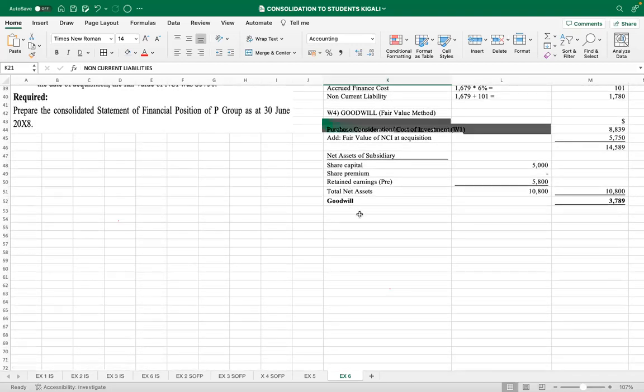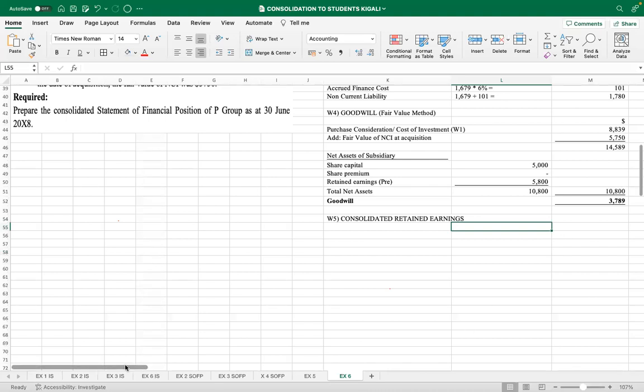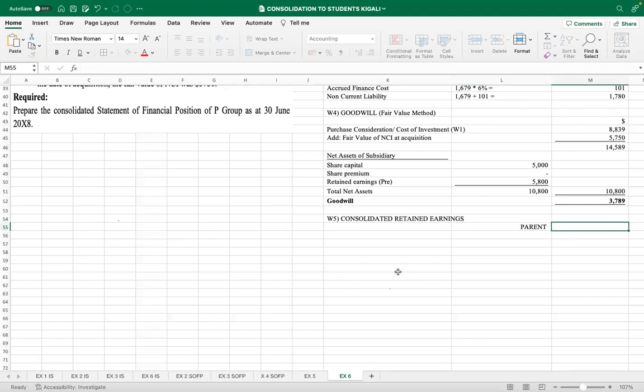So we go to working number 5. So working number 5 from previous session, it's consolidated retained earnings. From the previous class, we said that when calculating the consolidated retained earnings, you show the amount of the parent, a column for the parent. We have a column for the subsidiary. I believe that is what we learned.